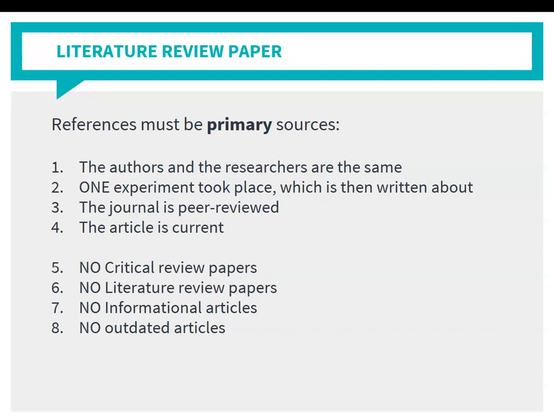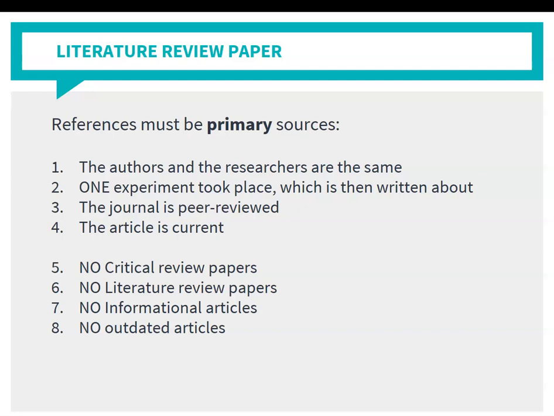So again, remember, you are summarizing primary resources. That means you are summarizing actual papers that are being written about experiments. So the authors and the researchers are the same. It's an experiment-based paper. Some of you have found some very well-written critical reviews or some very well-written literature reviews, but every time that you write a review on another person's information or experiment, there's a slight amount of bias. And so if you're writing a review on a review, that's additional bias being used.